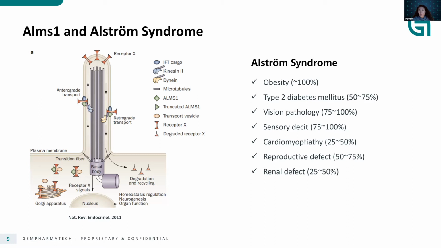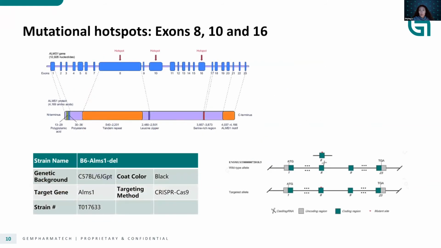The function of this particular gene, Alms1, is not fully understood at the moment. However, it is found to be expressed highly in the villi of the intestinal cells. At the same time, it seems to play a function at the centromere of the molecular machinery in the cell. What is also known is that among the human population which exhibits Alström syndrome, exons 8, 10, and 16 are actually hotspots where mutations have been observed among this particular patient population.